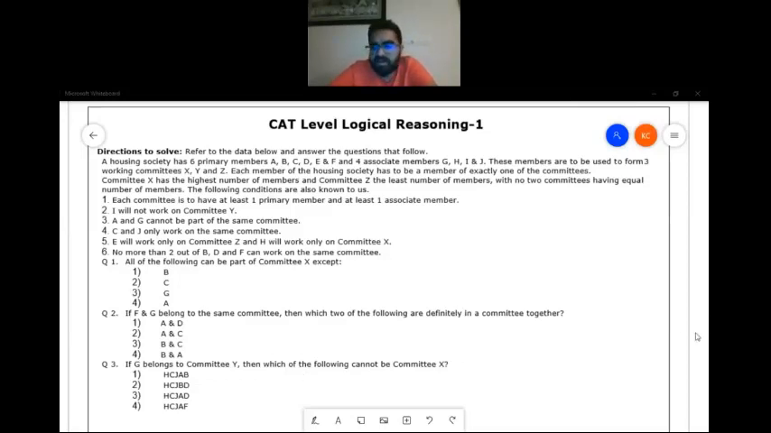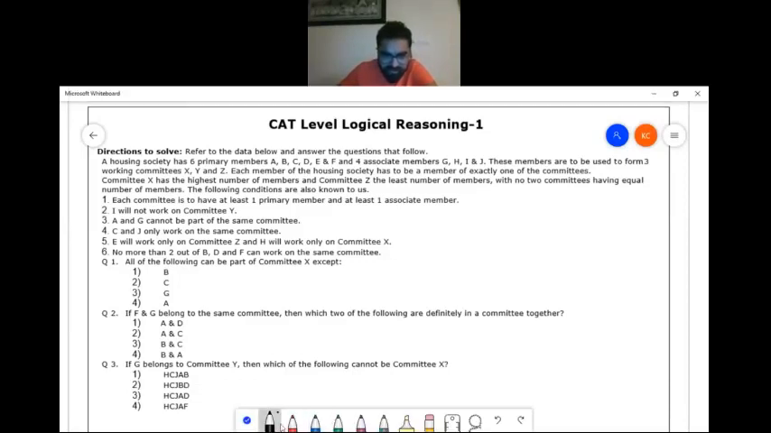Let's start solving, everyone. Let's focus on the question solving if you're not able to solve so far. A housing society has 6 primary members, A, B, C, D, E, F, and 4 associate members, G, H, I, J. These members are to be used to form 3 committees, X, Y, Z. Each member of the housing society has to be a member of exactly one of the committees. X has the highest number of members, Z has the least number of members. No two committees have an equal number of members.